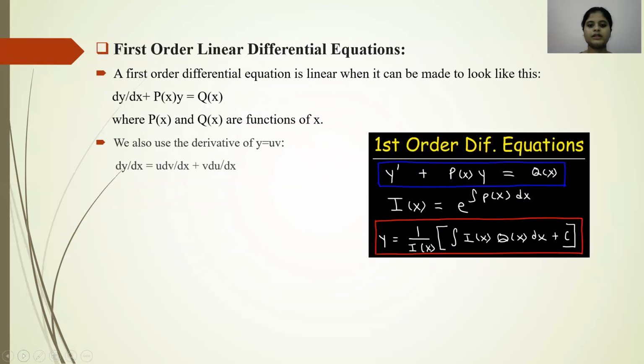First order linear differential equations. A first order differential equation is linear when it can be made to look like this: dy by dx plus p(x) y is equal to q(x), where p(x) and q(x) are functions of x. We also use the derivative: if y is equal to uv, then dy by dx is equal to u dv by dx plus v du by dx. Here is the first order differential equation.